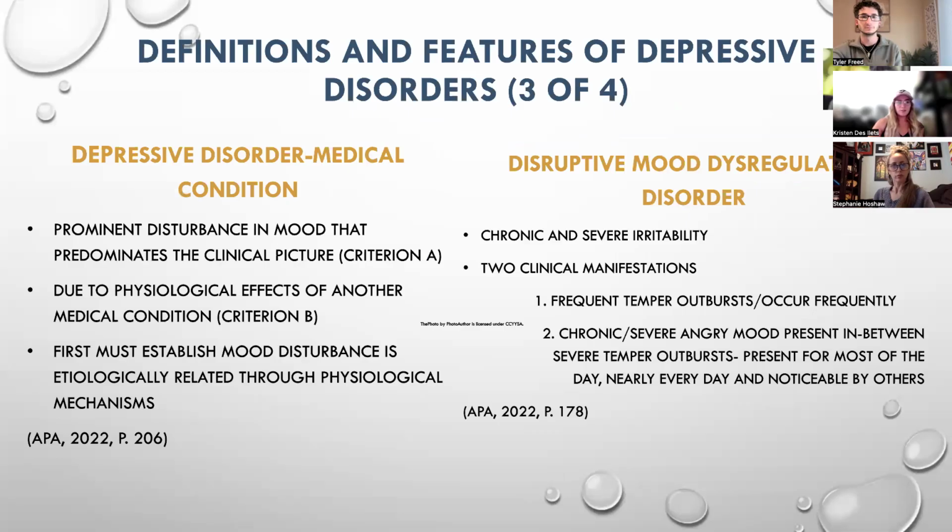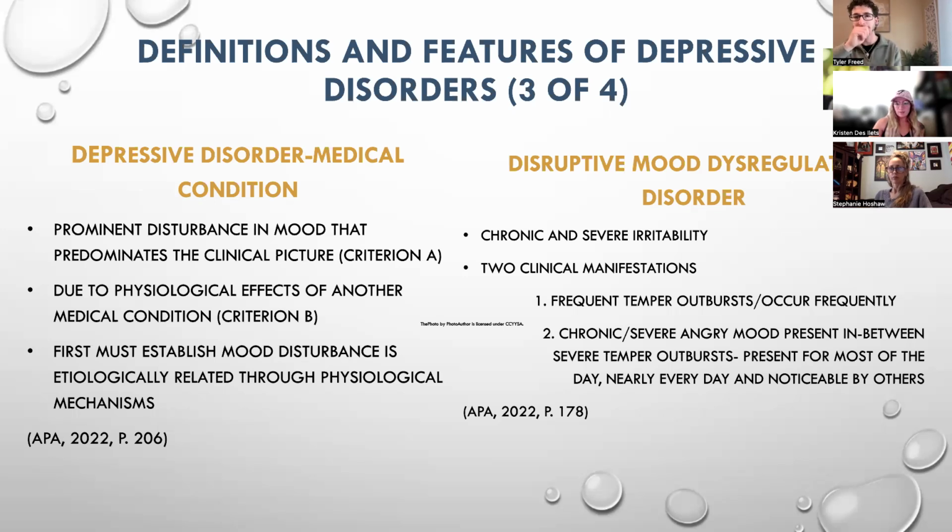Next, we have depressive disorder due to a medical condition. So the prominent disturbance in mood predominates the clinical picture and is due to physiological effects of another medical condition. And this first must establish a mood disturbance that is etiologically related through physiological mechanisms.